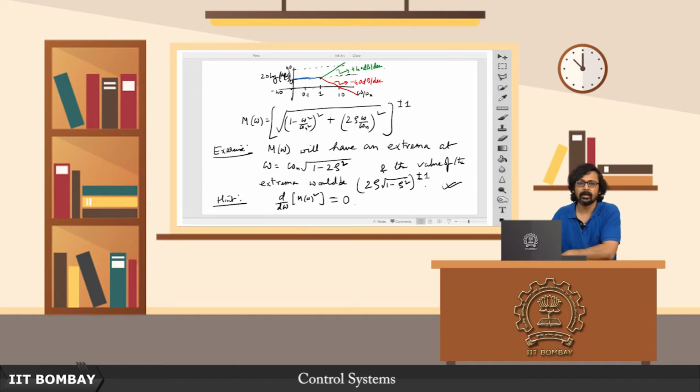The reason why I am actually interested in stating this result, even though I am not solving this or actually showing you the so-called proof of this, which I left as an exercise, is that notice this value of omega at omega n times square root of 1 minus 2 zeta squared will not exist for every value of zeta. So, let me make the first observation here.